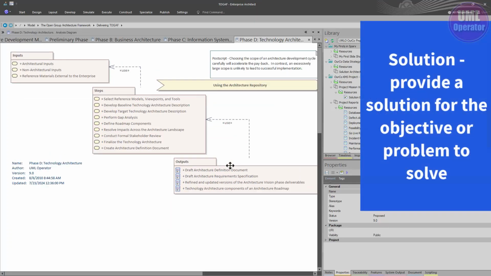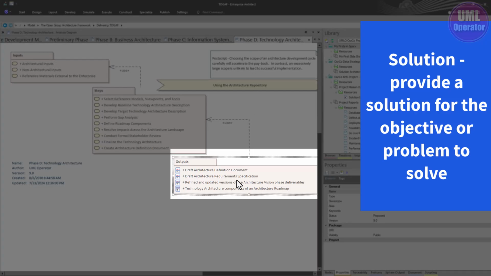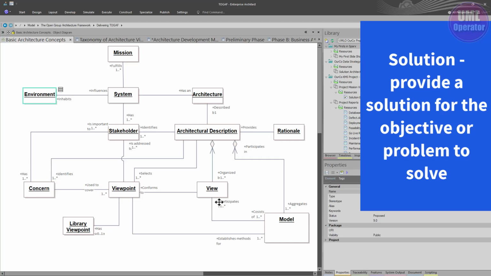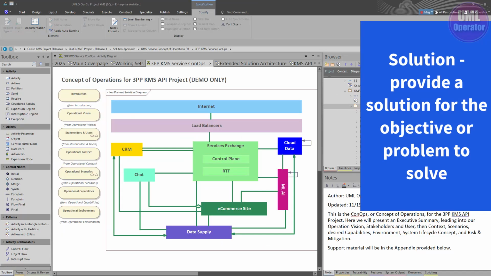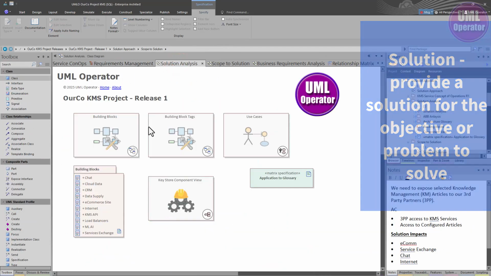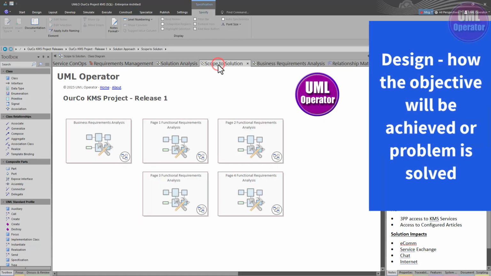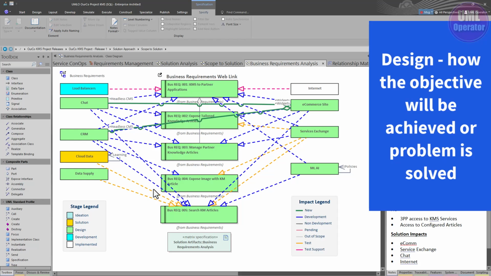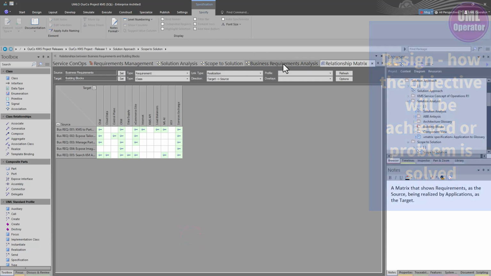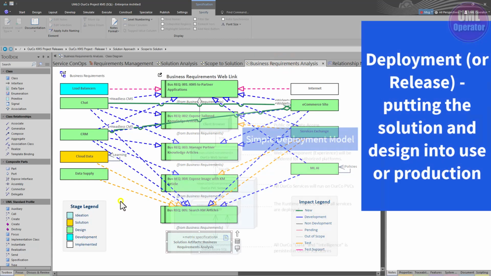Number two is the solution. This is the who does the what, where the what are the business problems to solve, and it provides a solution for the objectives or problems that the client stakeholders may have. Number three is the design. This is the how to the what, the what being the problems or requirements, and how the objective will be achieved or the problem solved. And then four is the deployment or release.